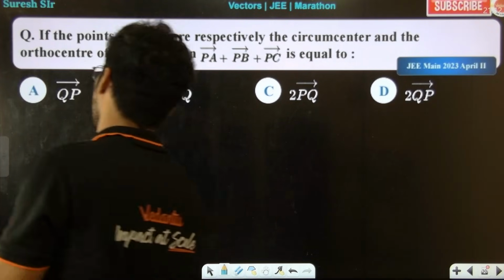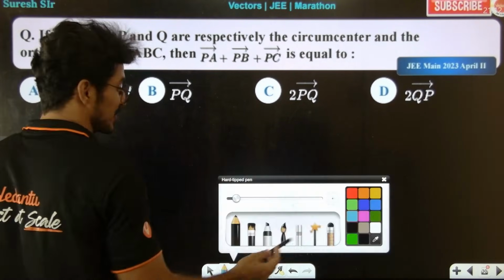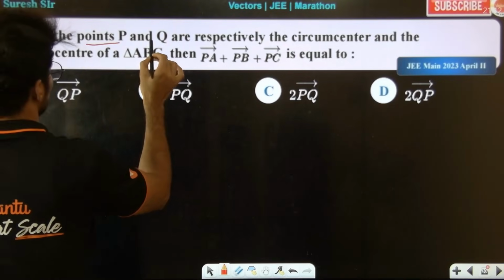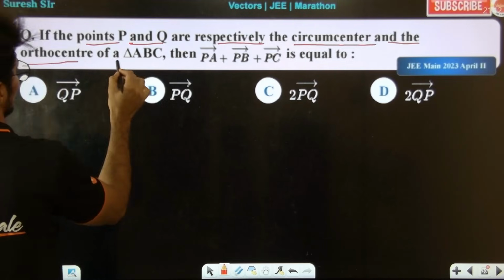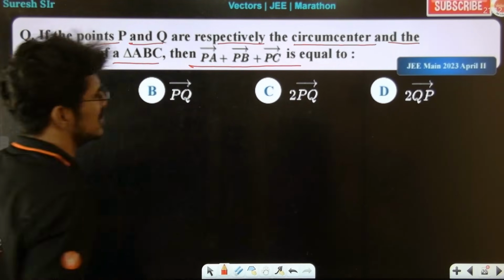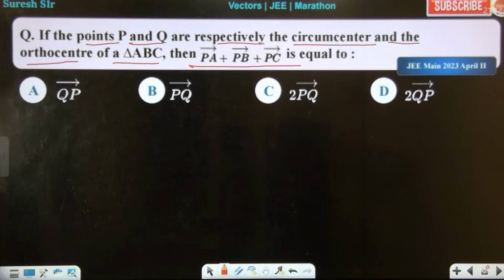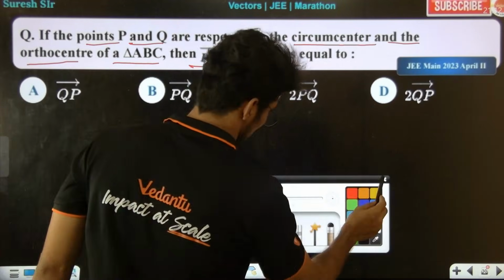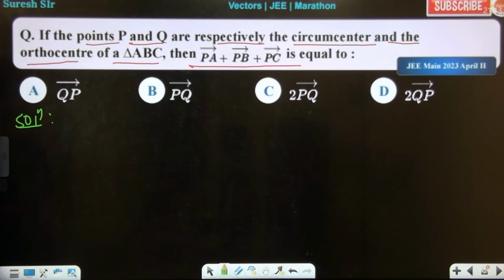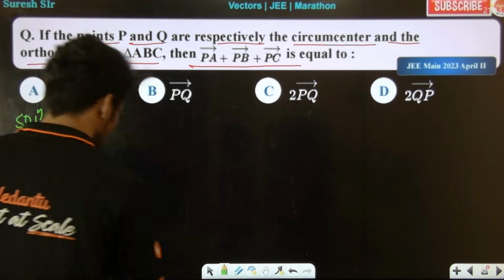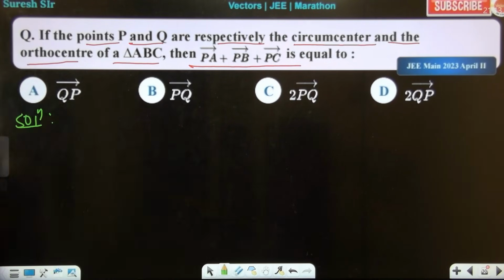Look at this. One more very basic and important question. If the points P and Q are respectively the circumcenter and orthocenter of a triangle ABC, then PA plus PB plus PC is equal to dash. This question is very simple, but you have to understand it very carefully. Here P and Q are respectively circumcenter and orthocenter of triangle ABC.